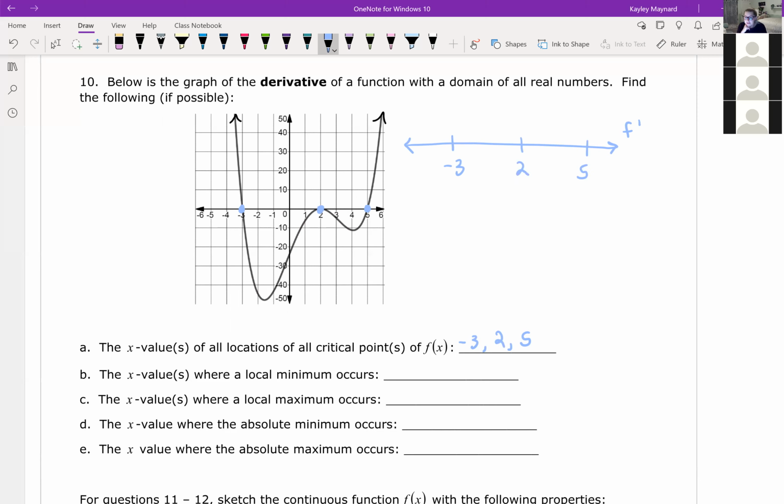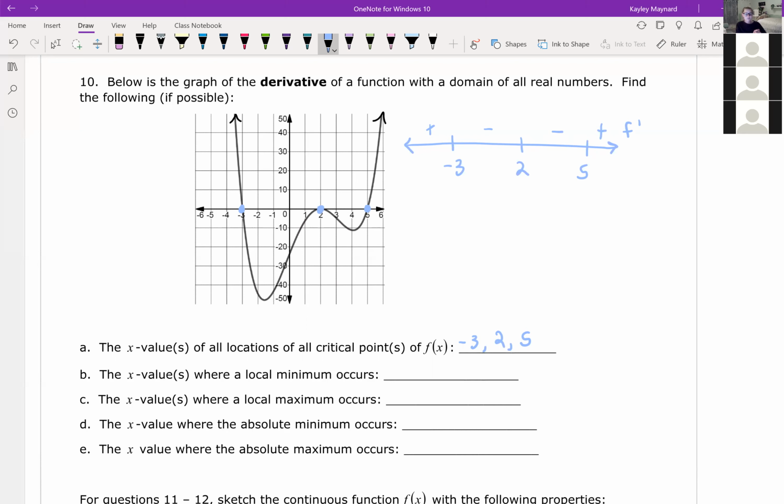Okay, well, on the left side of -3, my derivative is positive. Between -3 and 2, my derivative is negative. Between 2 and 5, it's still negative. And then on the right-hand side of 5, it's positive.